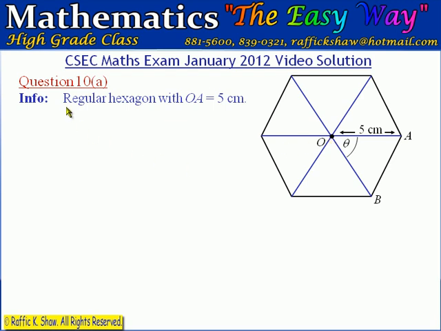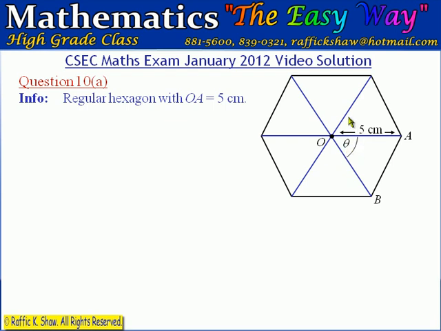Because it's a regular hexagon, it means that all 6 sides of this hexagon are equal in length and all internal angles are also equal. What it also means is that lines from the center to the vertices will form 6 equal, or congruent, triangles, and I have inserted this angle theta, which we will be required to calculate.